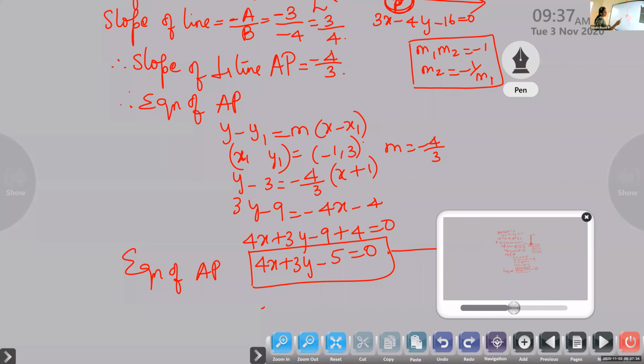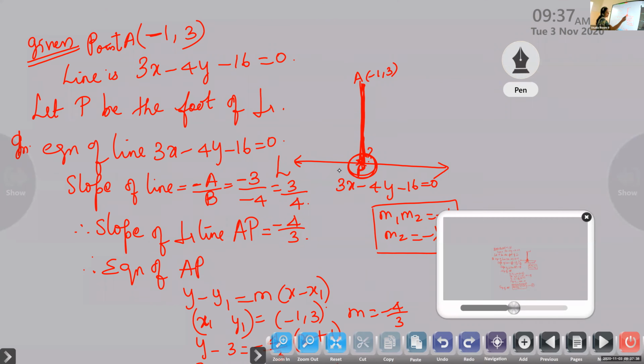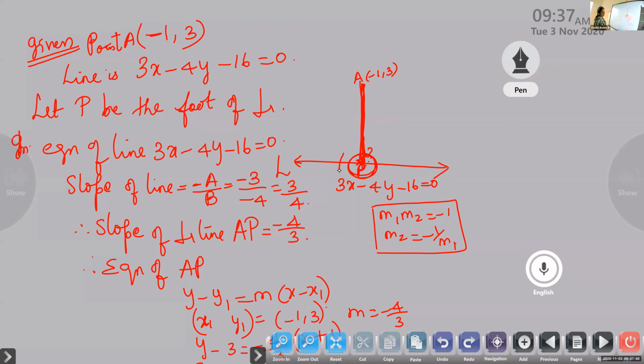Our aim is to find the foot of the perpendicular P. For that, what are we doing? We are finding the equation of AP using point slope form. The equation of the given line is 3x minus 4y minus 16 is 0.